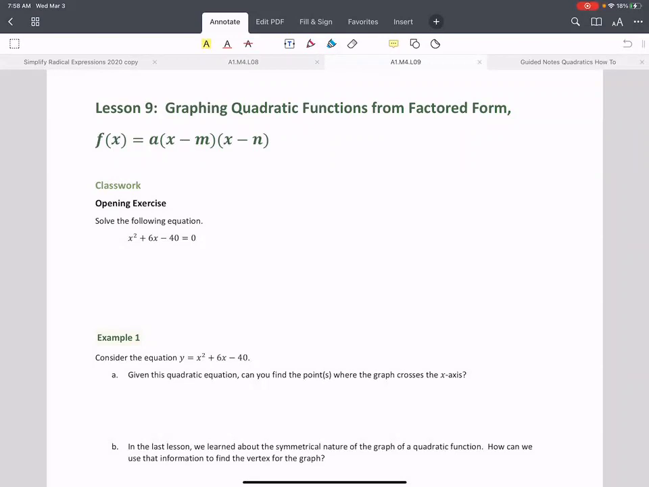Graphing quadratic functions from factored form. Factored form. And you have not yet seen factored form. You have, but you didn't know it was called factored form. And so you can see here, it gives you an example of factored form. Now, understand that might look a little bit weird to you, right? You're used to seeing it like this.